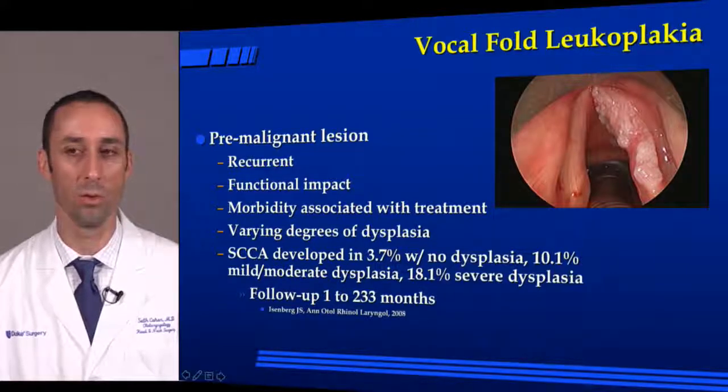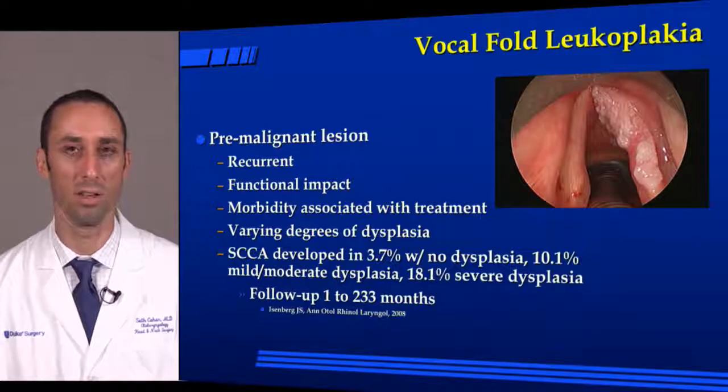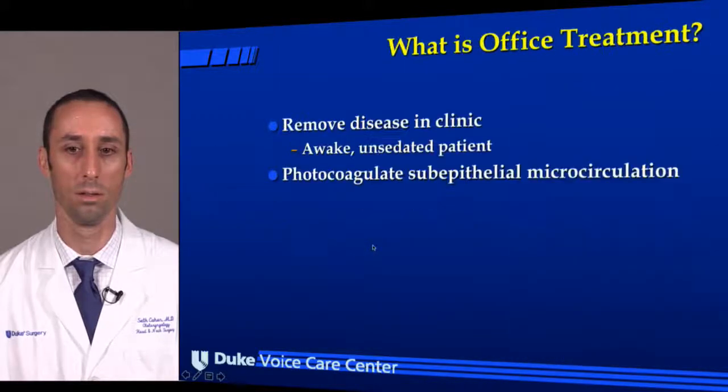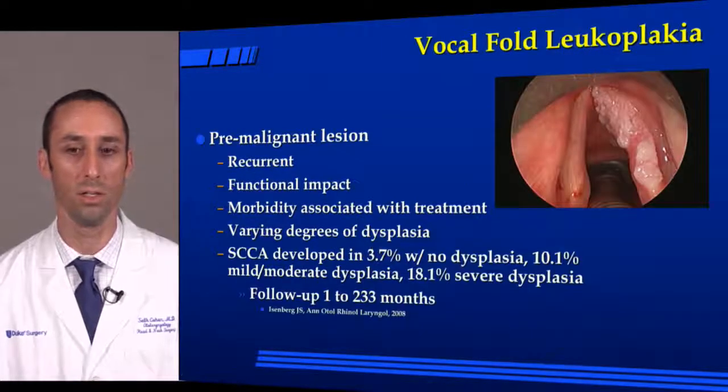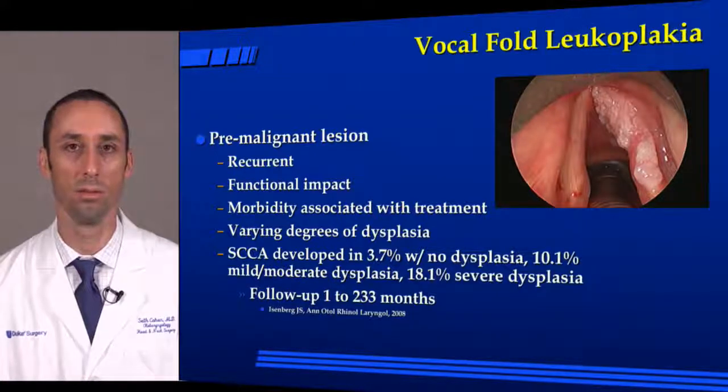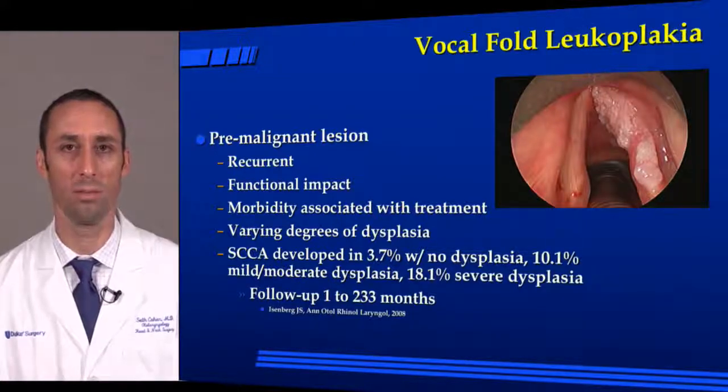We know that patients who have leukoplakia can develop squamous cell carcinoma, and the rate of malignant transformation depends on the degree of dysplasia, ranging from roughly 3.5% in somebody who has no dysplasia to 10% in somebody with mild moderate dysplasia, up to 18% in somebody with severe dysplasia. So I follow these patients indefinitely. I tell them that we're going to have to become friends because I have to monitor their disease.